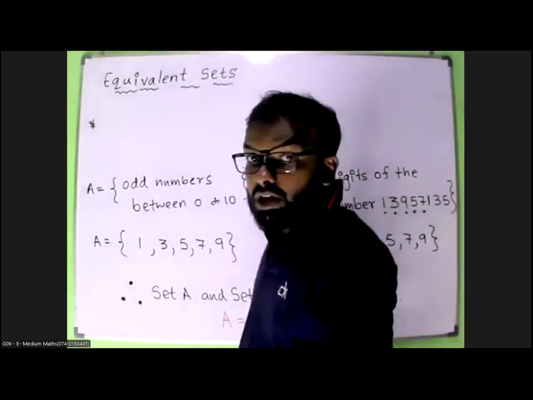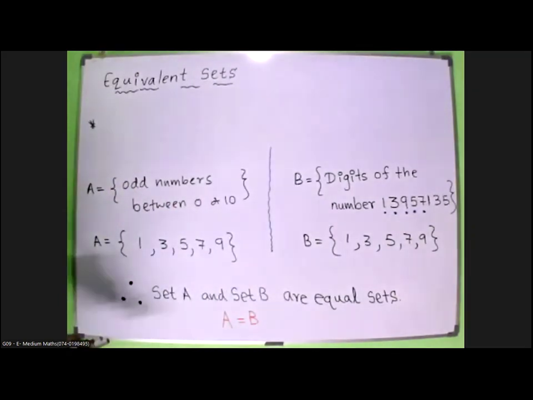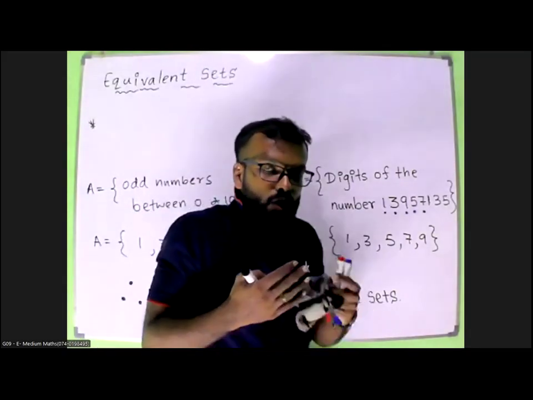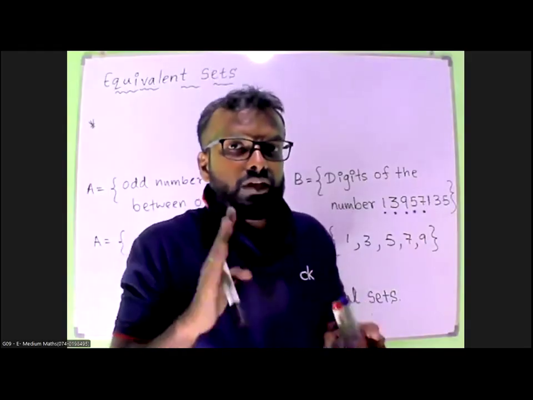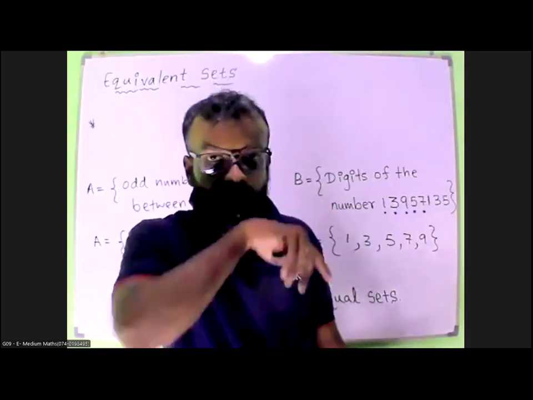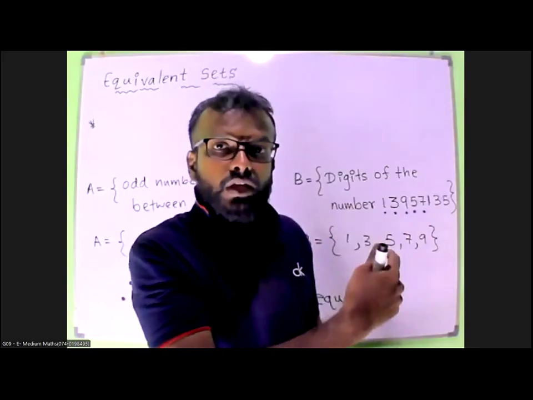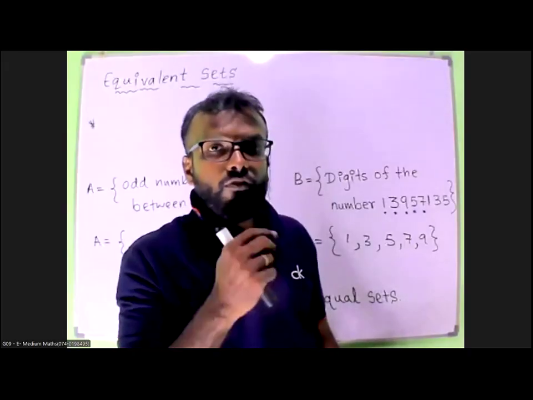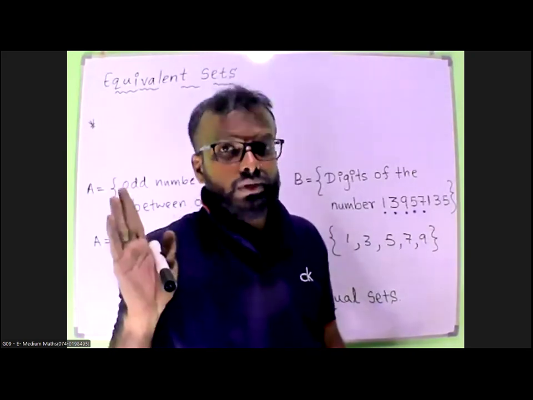For an equivalent set, if we consider two or more sets, there should be an equal number of elements for each and every set. If we count the number of elements of A, of B, of C, and so on, there should be an equal number of elements.